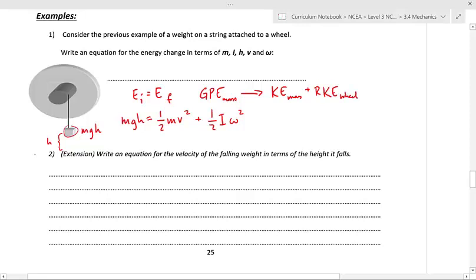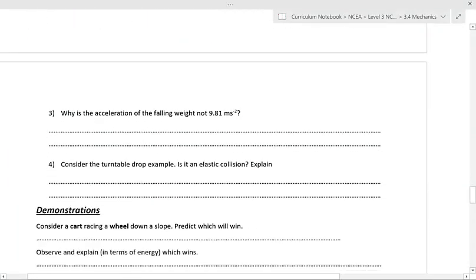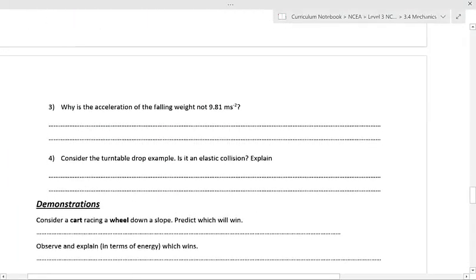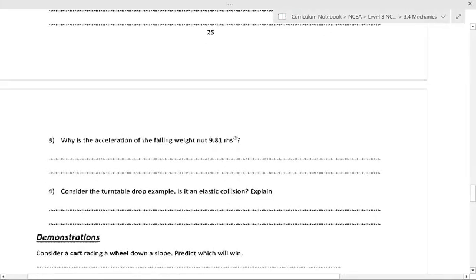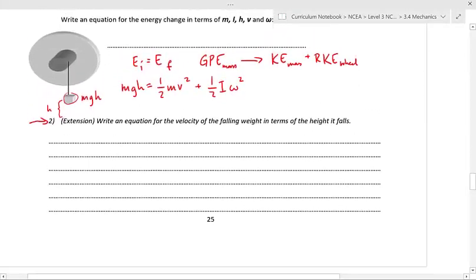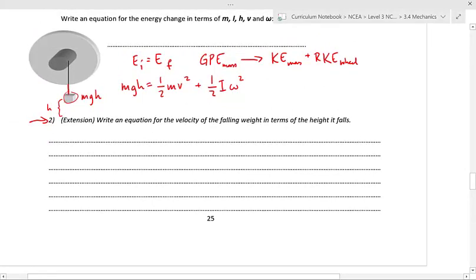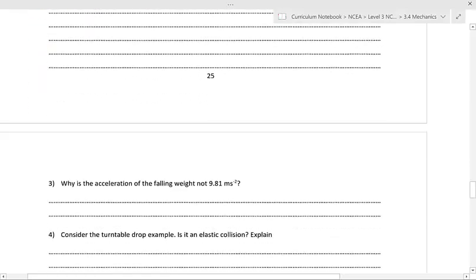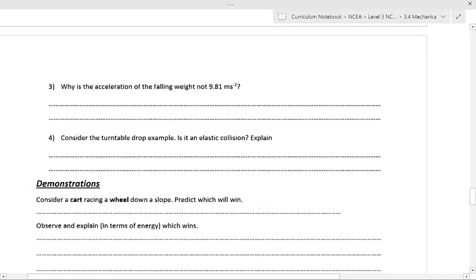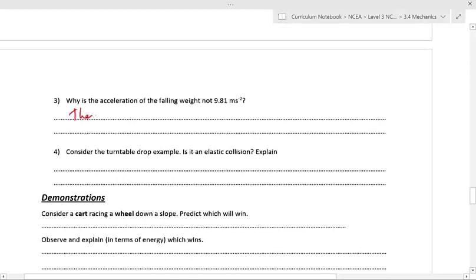Okay, this is a challenging extension task. I'm going to leave that for you to have a go at as a challenge. Why is the acceleration of the falling weight not 9.81 meters per second squared? We've answered this before in terms of the forces acting. We can answer it now in terms of the energy as well. But the simplest explanation is that there is a tension force slowing it down.